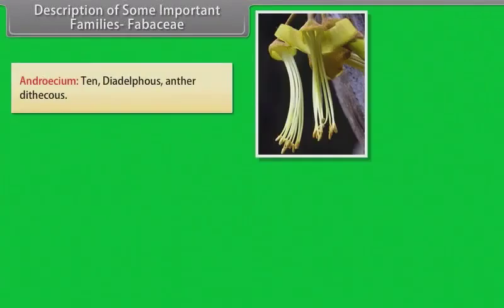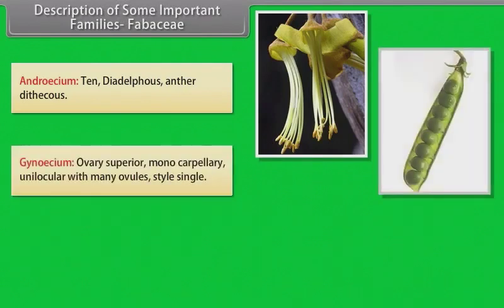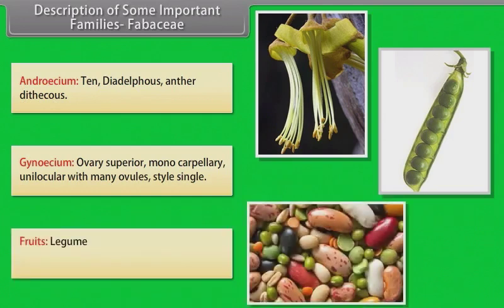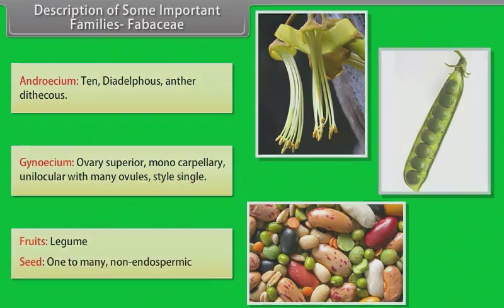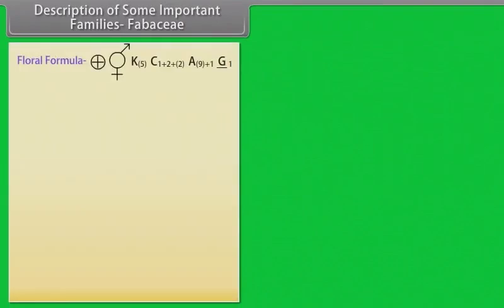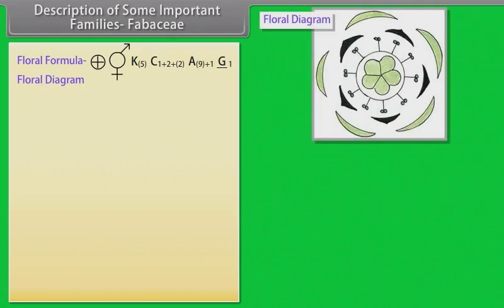Androecium 10, diadelphous, anther dithecous. Gynoecium, ovary superior, monocarpellary, unilocular with many ovules, style single. Fruit legume, seed one to many, non-endospermic. Floral formula is shown, and this is the floral diagram.